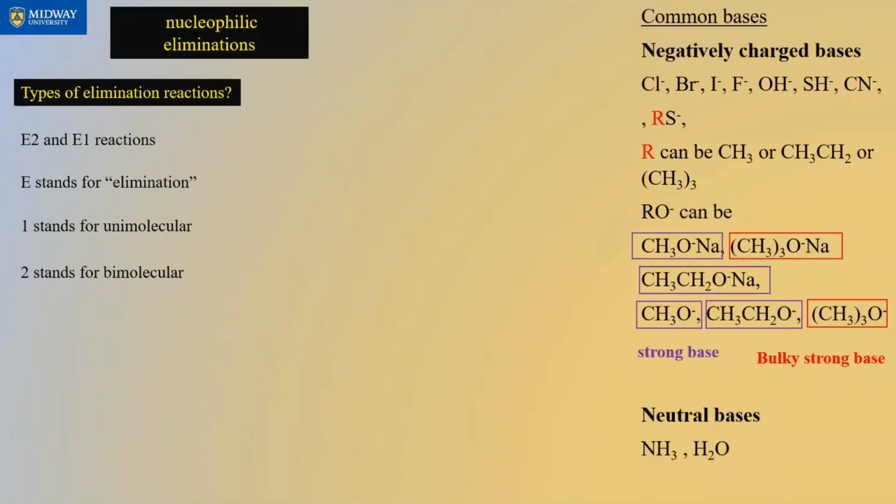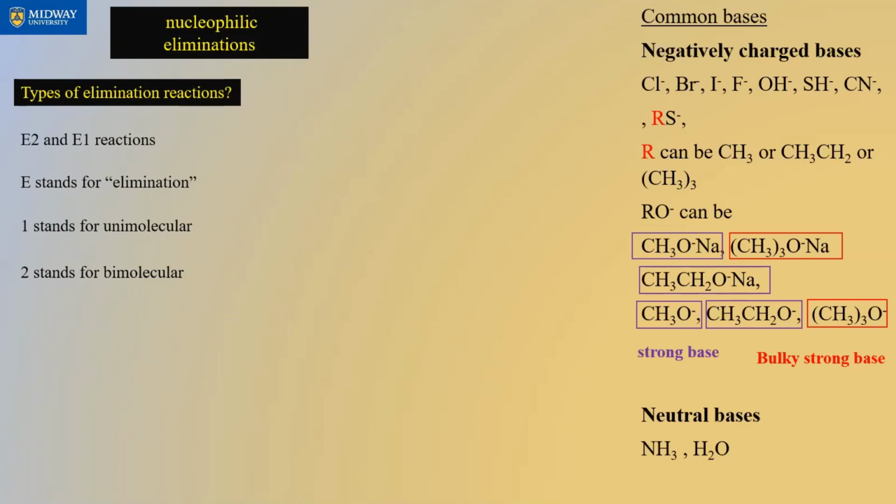The only major difference between substitution and elimination is that elimination reactions result in the formation of a double bond, whereas substitution reactions are straightforward. You just substitute one group with another. This screen would look almost similar to what we looked at. Typically negatively charged bases or strong bases, and then among them there's also a bulky strong base, which I have highlighted in the red boxes.